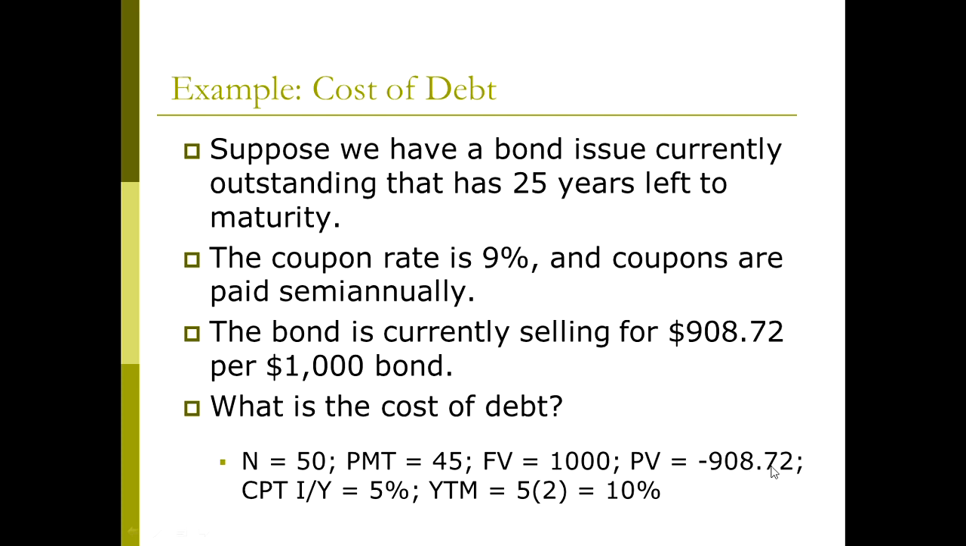Because this is the money you paid for the bond, that is a cash outflow. You need to put a negative number in front of it. Compute the yield to maturity. The computer will report 5%, but you know that 5% is for a 6-month period, and we need to annualize that number by multiplying by 2. So the yield to maturity or the cost of debt is 10%.